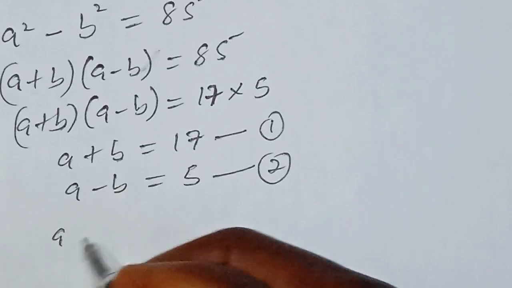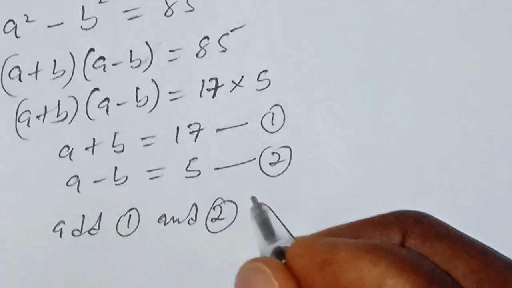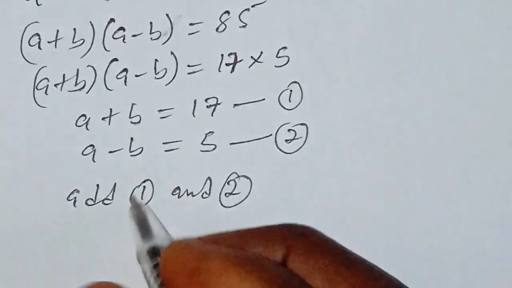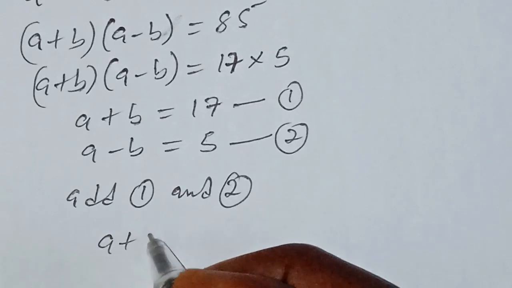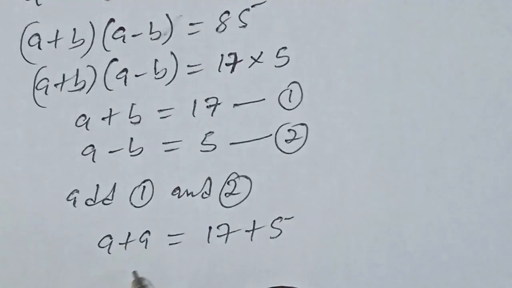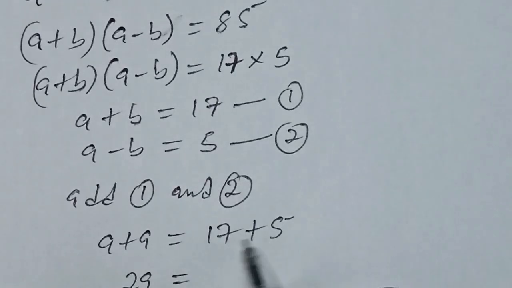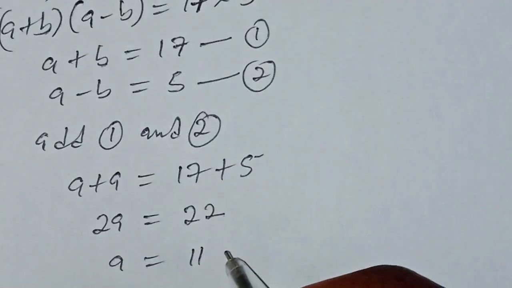So we add equation 1 and 2 together. We add both equations together. So to add that together, we have a plus a equal to 17 plus 5. And that will give us 2a equal to 22. Then we divide both sides by 2, and that gives us a equal to 11.